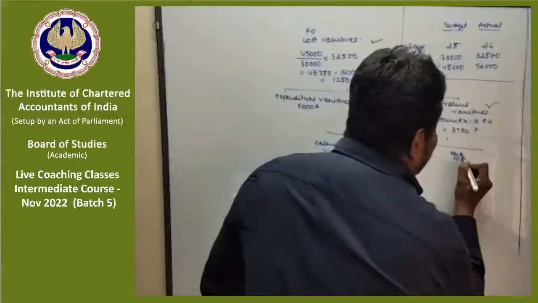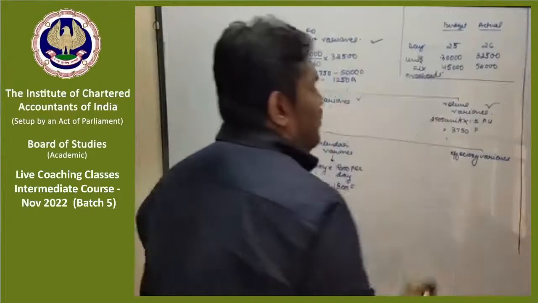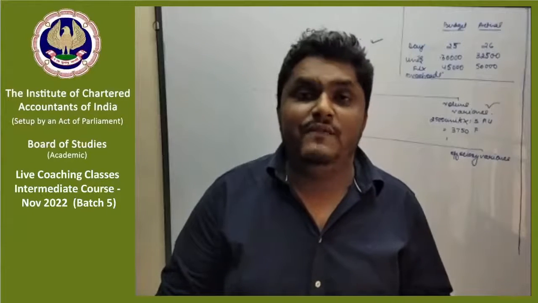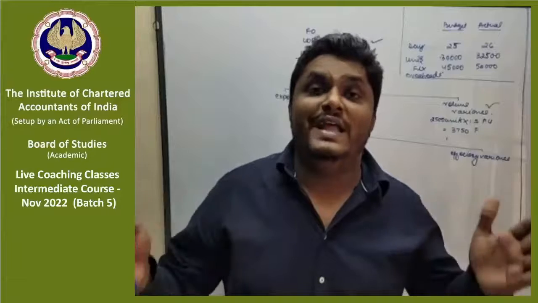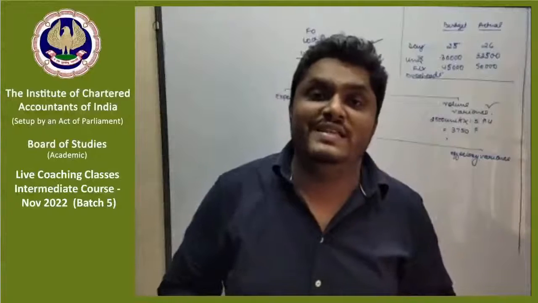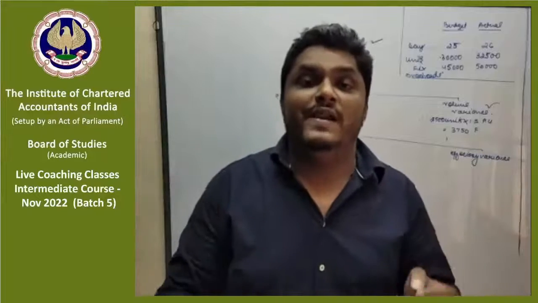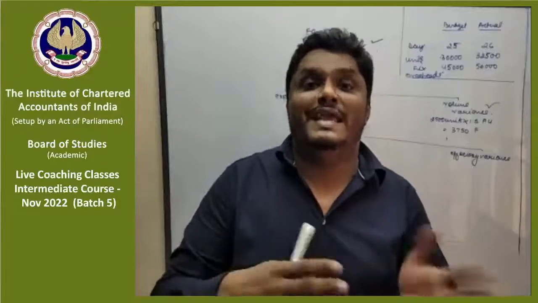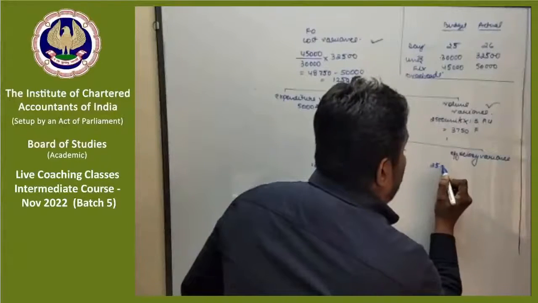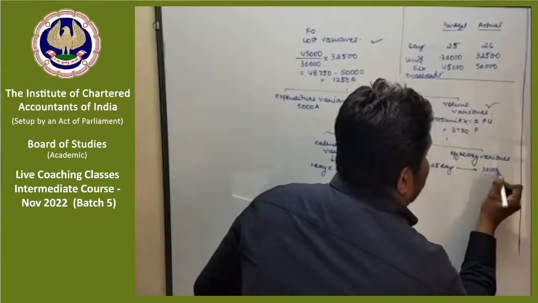Now, when talking about efficiency variance, in the previous two questions we were calculating the efficiency using hours. But in this question, no information is given as regards hours. Now, how to calculate the efficiency variance? Very simple, we will calculate the efficiency variance using days. So, days and units. In 25 days, how many units were supposed to be manufactured? 30,000 units.